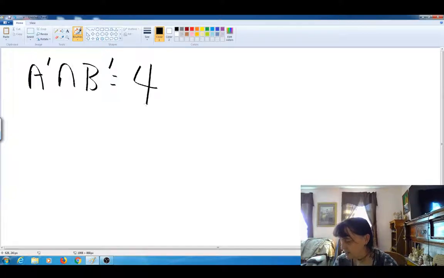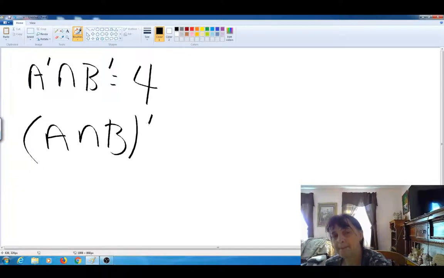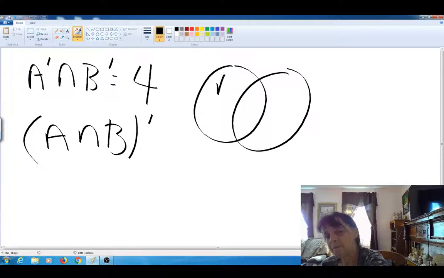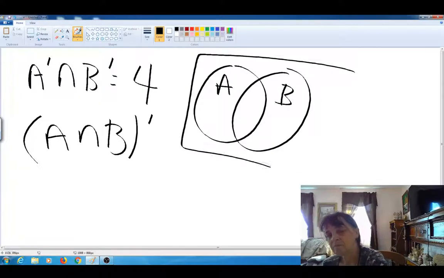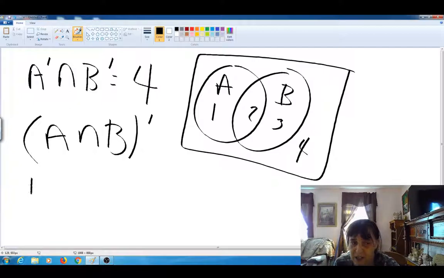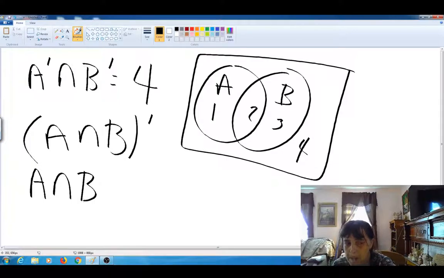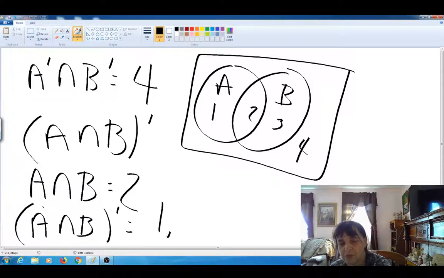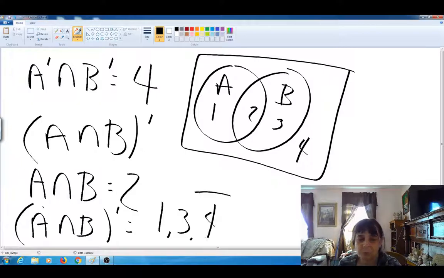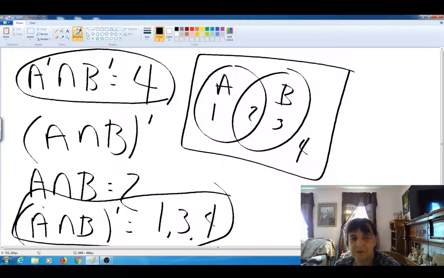Now let's find the other side of the equation. A intersect B prime. Okay, A intersect B is 2, and everything but region 2 is 1, 3, 4. So this is the right hand side, and over here is the left hand side, so they are not equal. Okay, well that's part B, 11B.